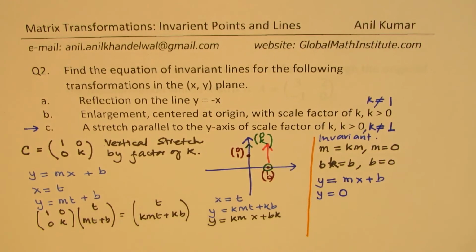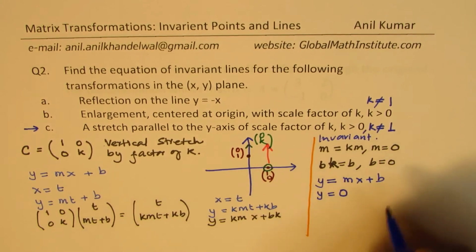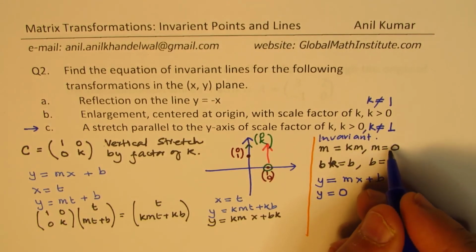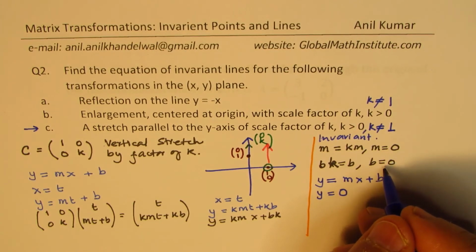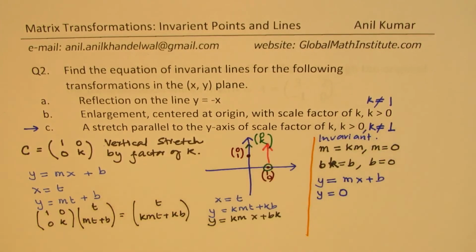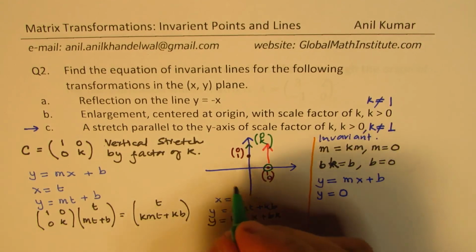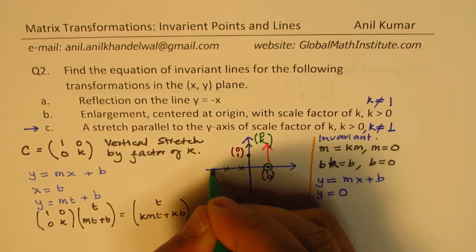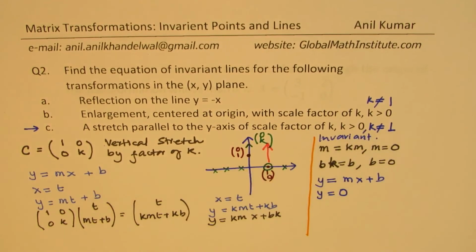Now y equals 0 becomes invariant, where the points are also not moving, correct? Where the points are not moving at all. So vertically, every point on the x-axis remains where it is. So that becomes a part of our solution.